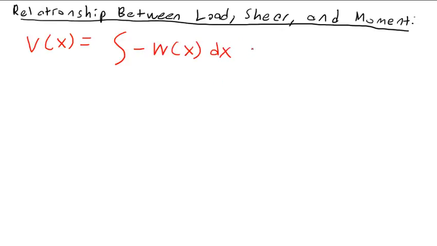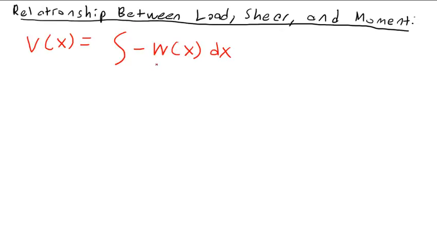Is it the integral of the negative or the negative integral? Same thing. We can always move the negative out, if you remember your calculus class. Someone asked if it is the negative integral or the integral of the negative, and it's the same thing.